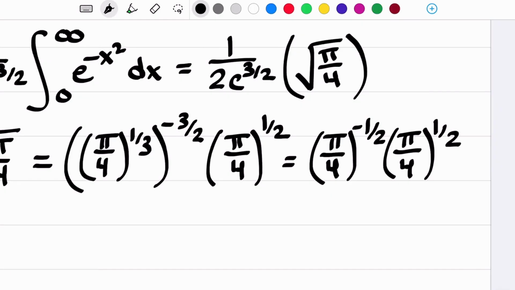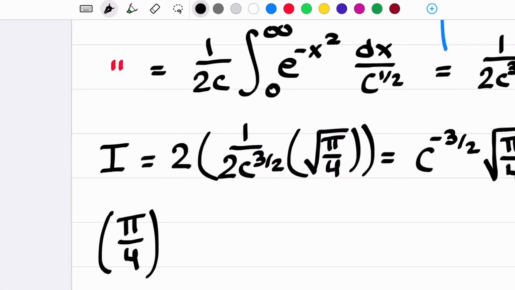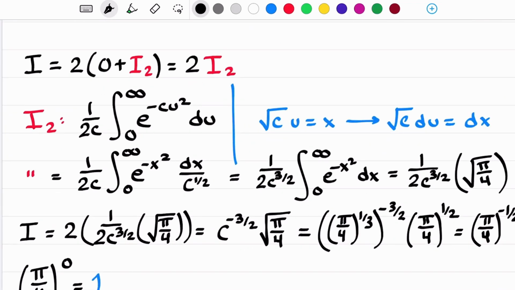And if you look at that, we have the same base. We can add those exponents. Negative 1/2 plus 1/2 is just 0. And so we get that pi over 4 to the 0, anything to the 0, is just 1. And so this entire integral that we've been solving this entire time is simply equal to 1.